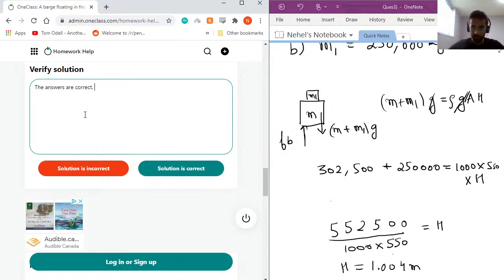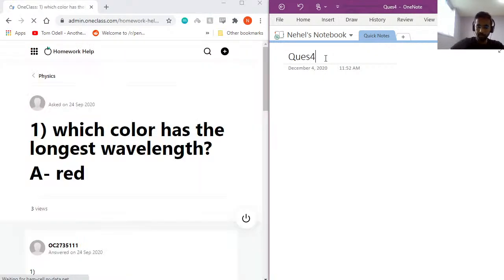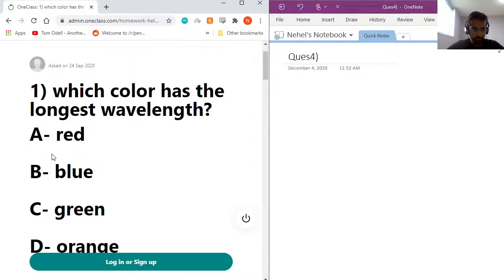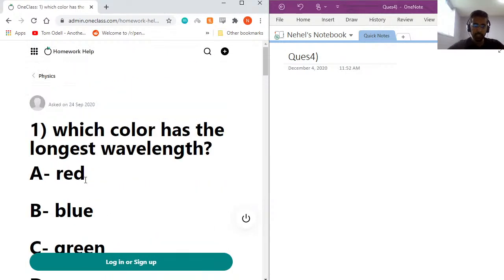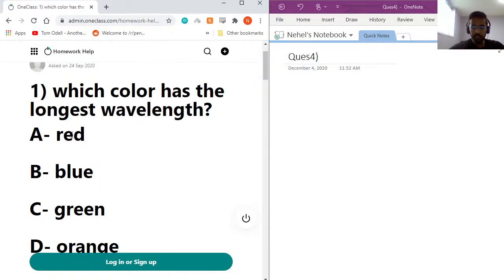So both the answers are correct. Okay, so let's get into the fourth question. This is, I believe, a multiple choice fill in the blank question. The first one is, which color has the longest wavelength? We're given red, blue, green, and orange. The answer to this question is red.